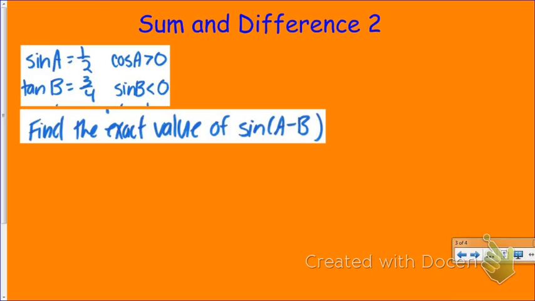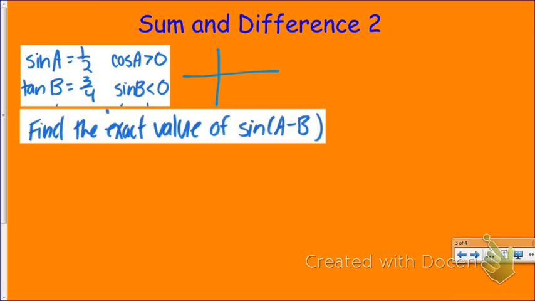What we cannot do here, which is what a lot of people try to do, is just say that this is the sine of 1/2 minus 3/4. I can't do that, and the reason is that A is not 1/2. What you have to understand is that this is telling me that the sine of A is 1/2. A is an angle, and I actually don't know what that angle is. But in order to solve this question, I don't need to find that angle.